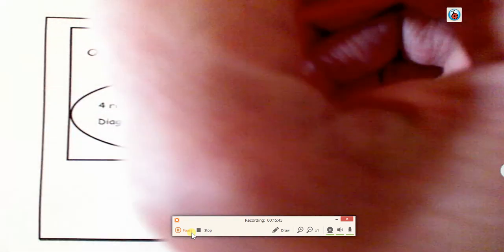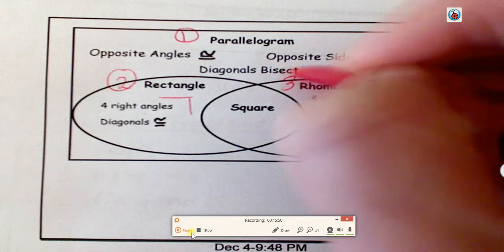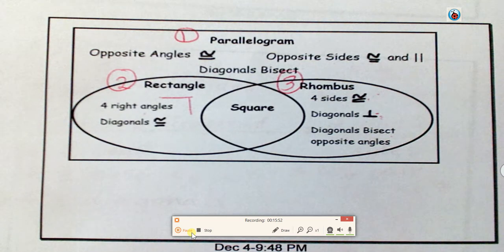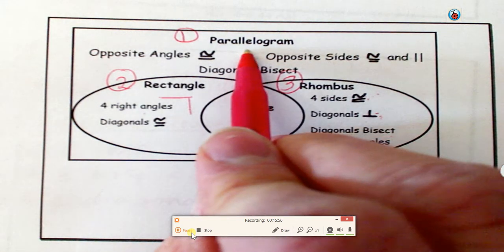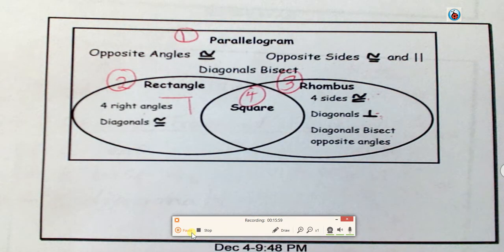You need to first test for a parallelogram, then test for a rectangle and then a rhombus. And if it is all 3, then it is a square. If it is not a parallelogram, you stop your test and you do no more because it's not any of the others.